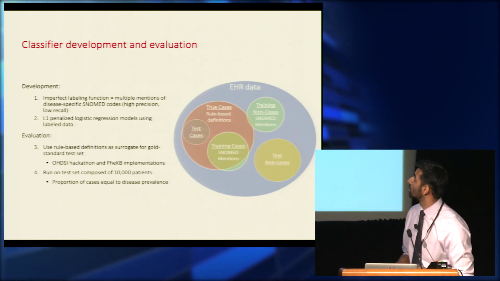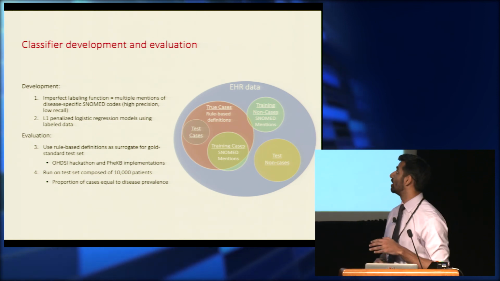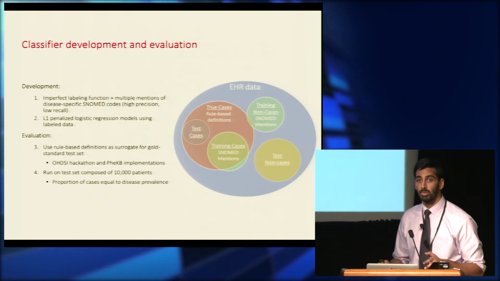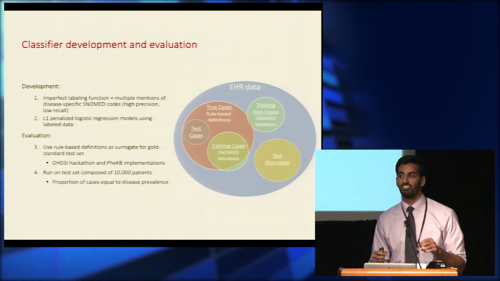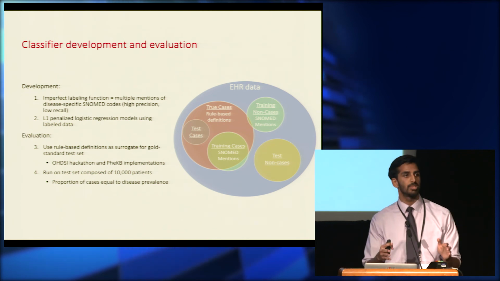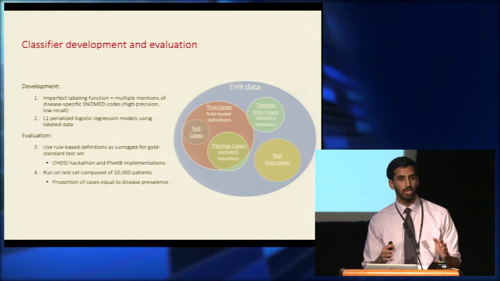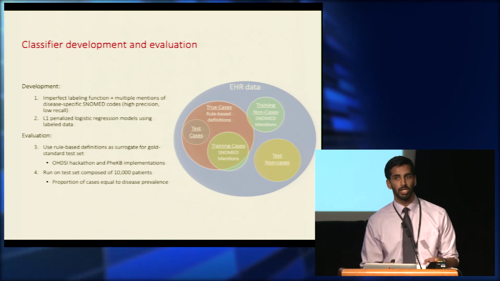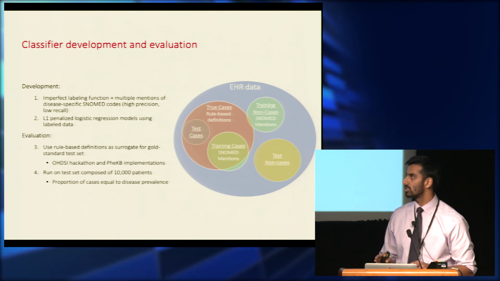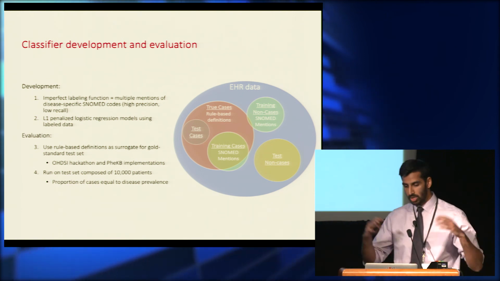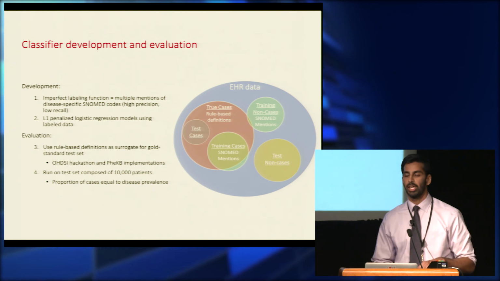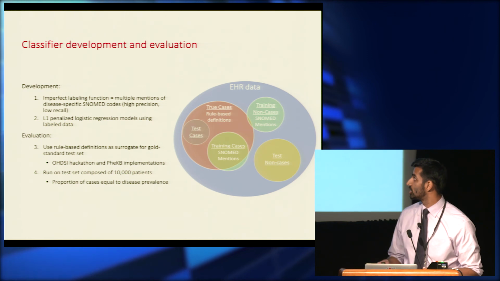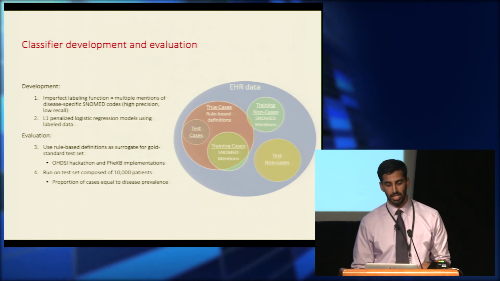So briefly, the classifier development and evaluation process is this. You start with an imperfect labeling function. In our case, we look for 5 mentions of the disease-specific SNOMED code within a patient record. And we do this because we really want high precision labeling. We want to make sure the people that we call cases are actually cases. Then from your entire EHR data, you pick non-cases randomly, and then you go ahead and train on that data. So we built L1 penalized logistic regression classifiers on top of that data.